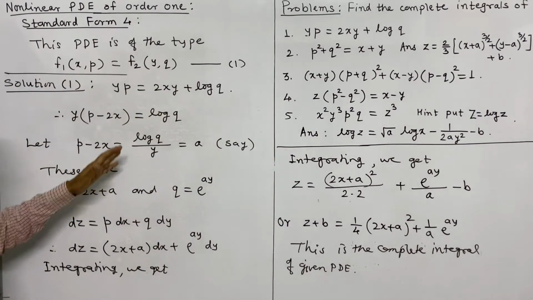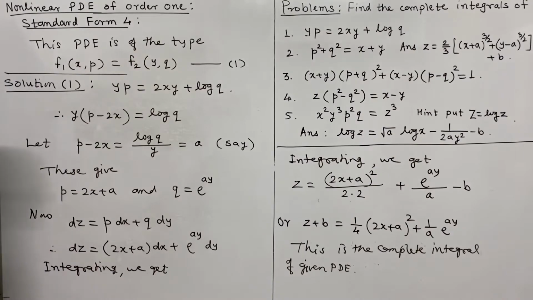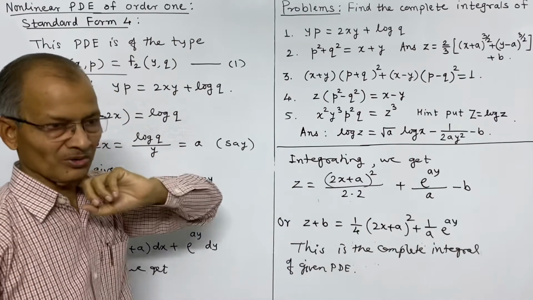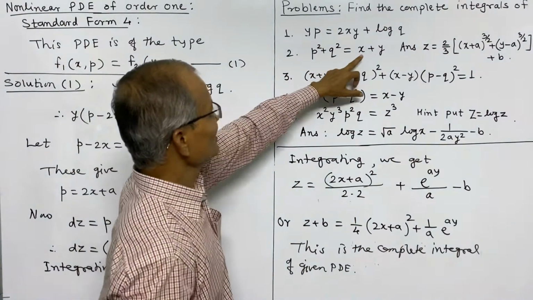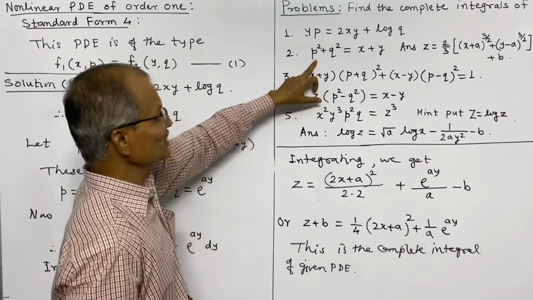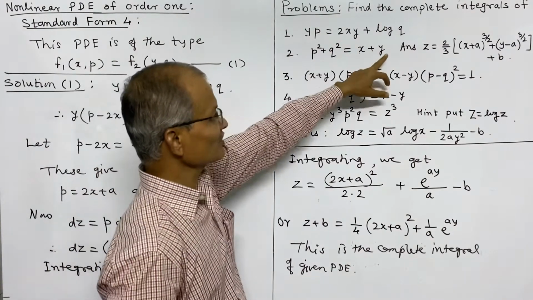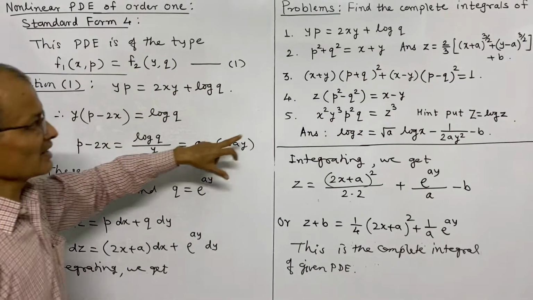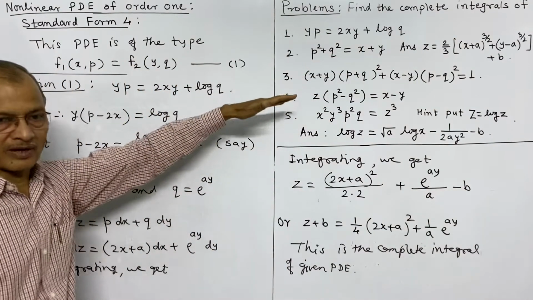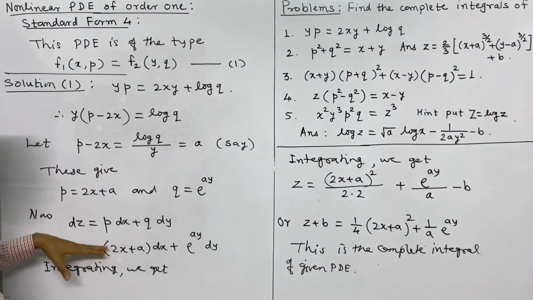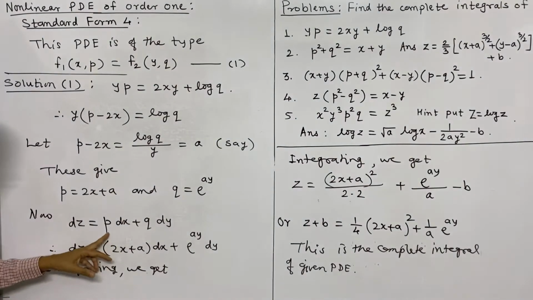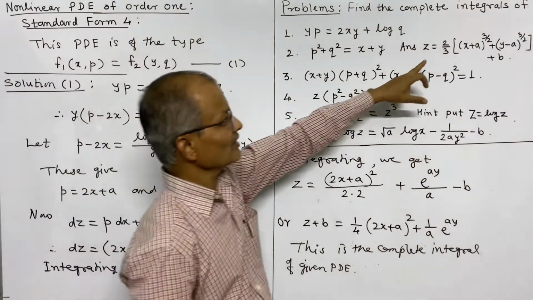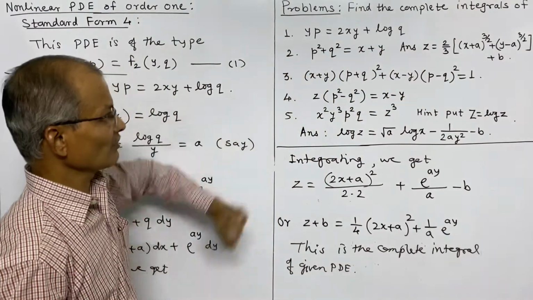So this is the procedure to solve this type 4 problem. Now the second is easy, and I will leave this for you to try, because x can be transferred to this side, this becomes p square minus x, and this q can be transferred to that side, that becomes y minus q square. So easily we can separate it, suppose that is equal to a, and then find the values of p and q, and then write dz, put the values of p and q here, and then integrate. We will get the answer. So please try the second problem yourself.